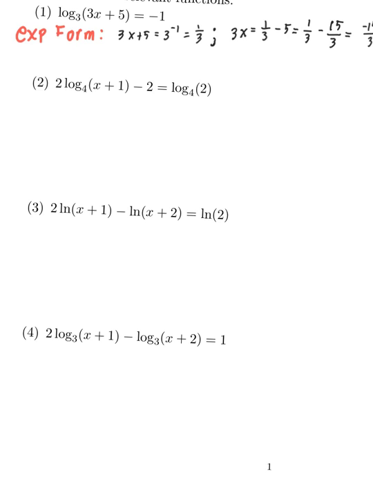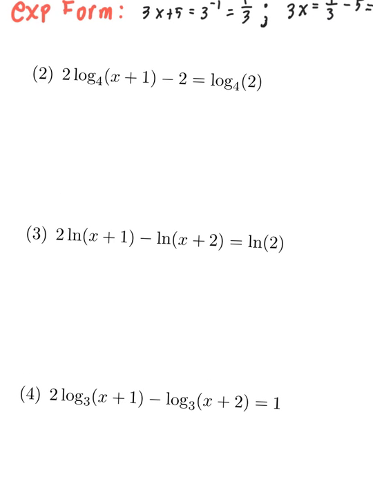Well, in what we did last time, it was really useful to have all the logs on the same side, and we don't have that right now. So let's take all the logs and put them onto the same side. They're all log base 4, so that's good. And let's move the 2 to the other side. So if I do that, I'll wind up with 2 times the log base 4 of x plus 1, I'll leave that bit alone, minus the log base 4 of 2 equals 2. So far, so good.